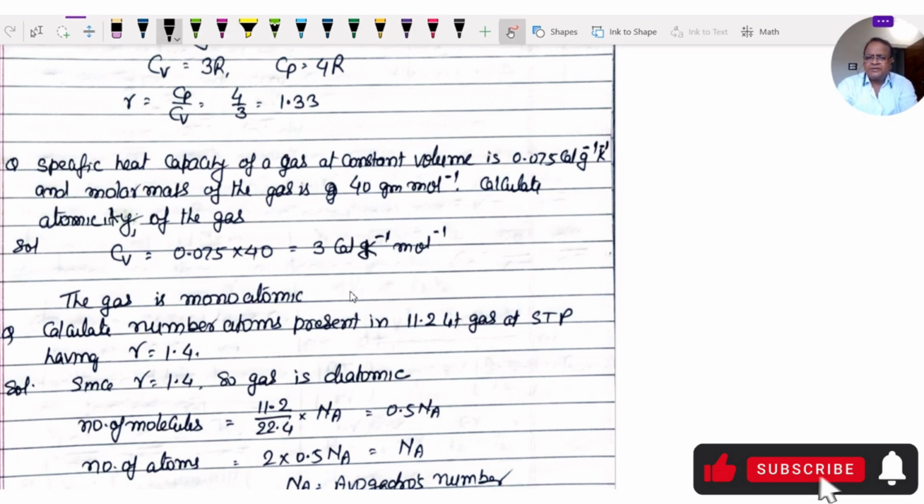It is equal to 3R by 2, so hence the gas is monoatomic.